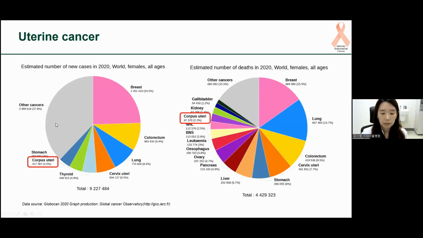According to GLOBOCAN, there were 415,000 new cases of uterine cancers. It's 4.5% of all female malignancies. And also there are 97,000 deaths from uterine cancers. So it is the 13th cause of death in females.